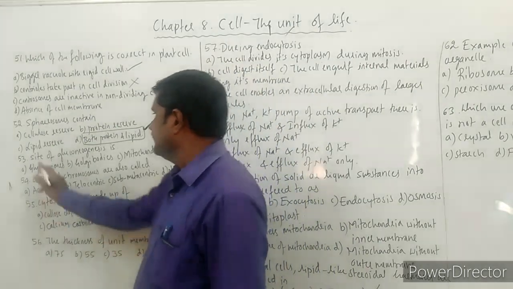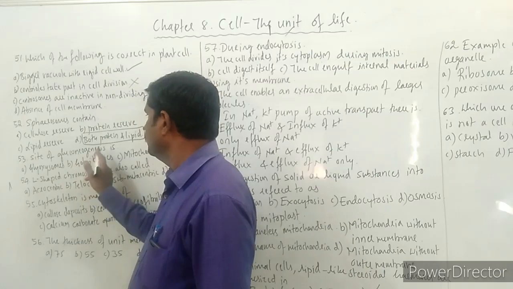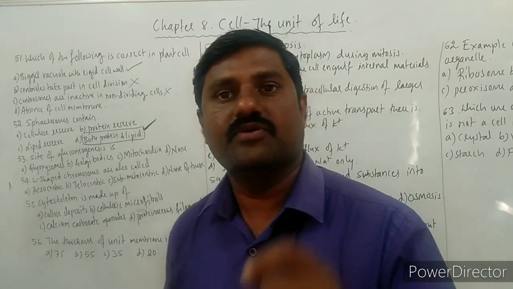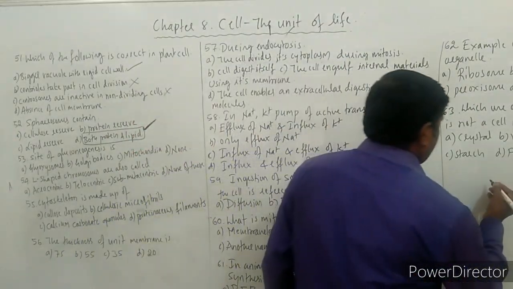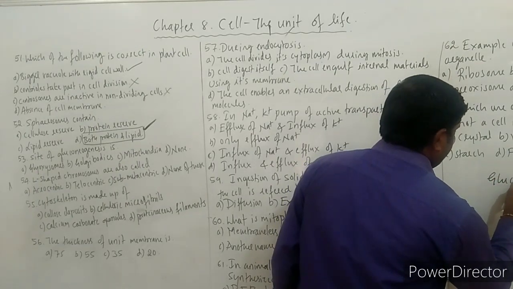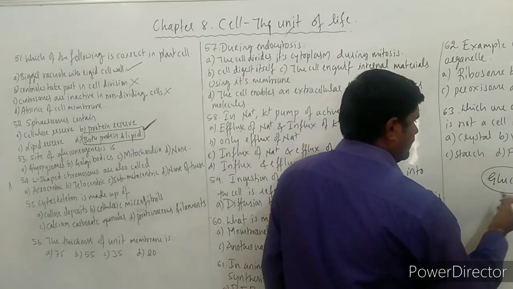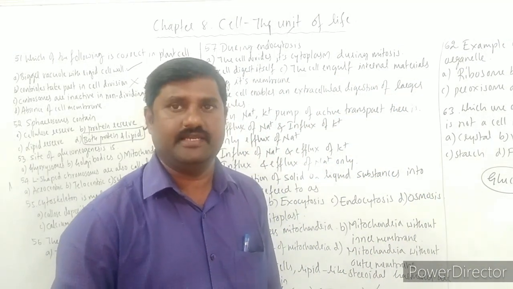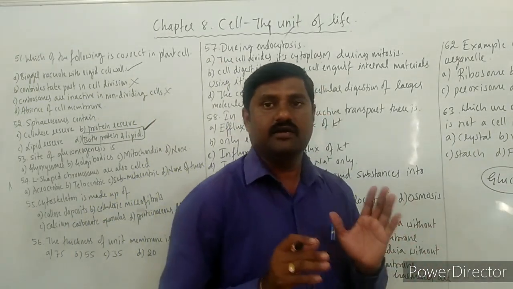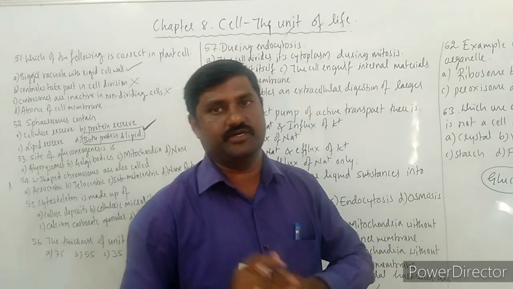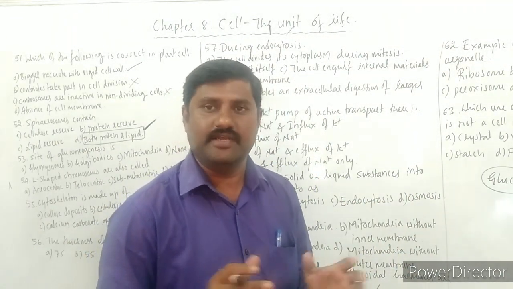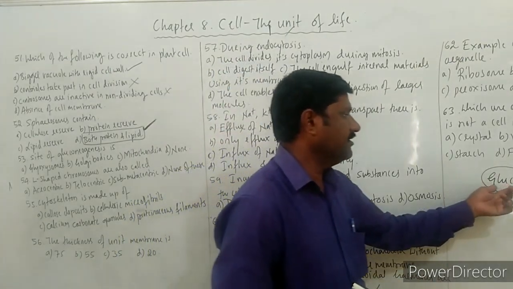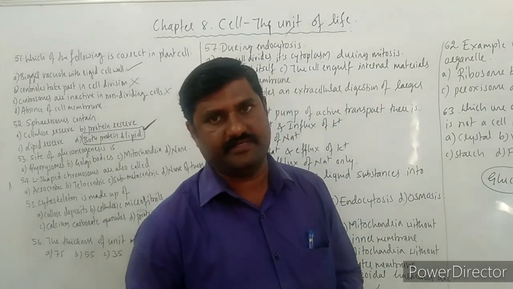Next question: the site of gluconeogenesis is. First of all, we must know what gluconeogenesis is. Here glucose is present. This glucose is formed from the breakdown of polysugars. Polysaccharides undergo breakdown into simpler molecules, that is, glucose molecules. It is quite natural.